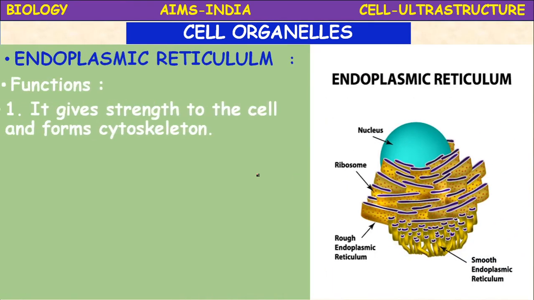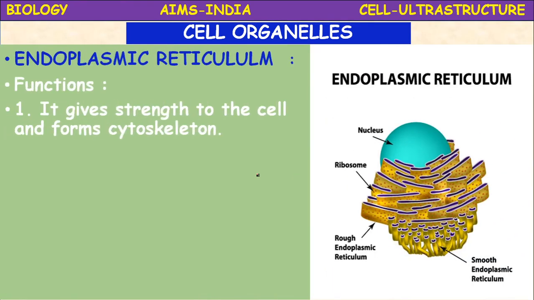Let us see the function. The first one, it gives strength to the cell and forms a cytoskeleton. Rough and smooth endoplasmic reticulum give the strength and form a cytoskeleton. Cytoskeleton gives support, protection and shape to the cell.